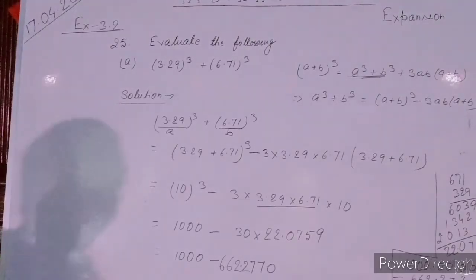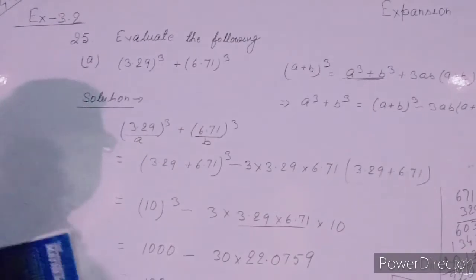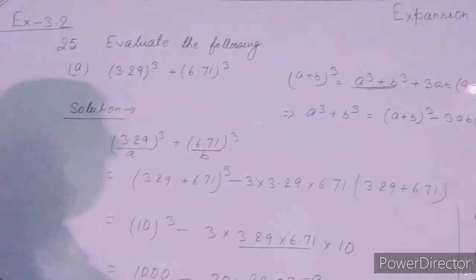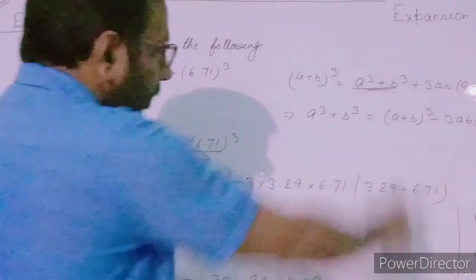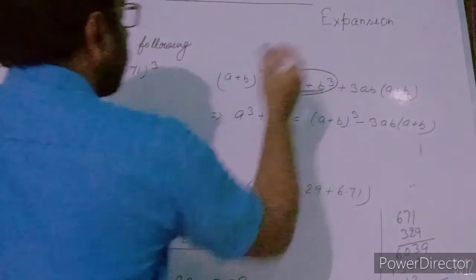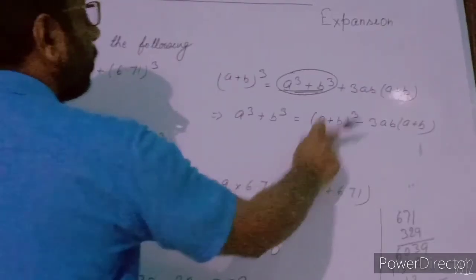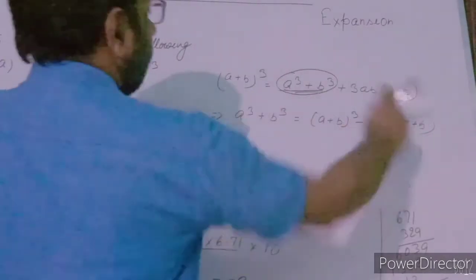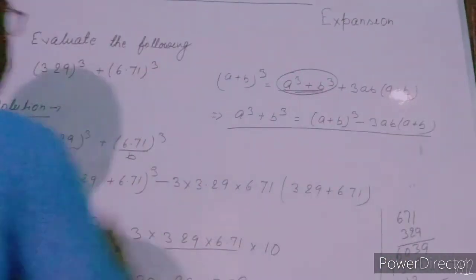Question number 25. Evaluate the following: (3.29)³ + (6.71)³. We see that this is in the form of a³ + b³. We use this formula: (a + b)³ = a³ + b³ + 3ab(a + b). So a³ + b³ equals how much? I wrote here a³ + b³ = (a + b)³ - 3ab(a + b). This formula we will use in this solution.